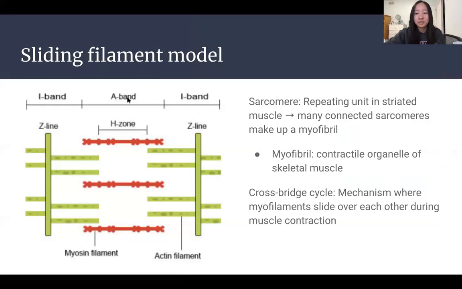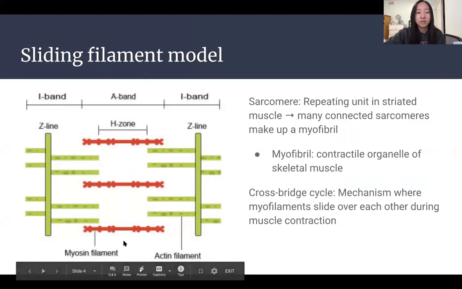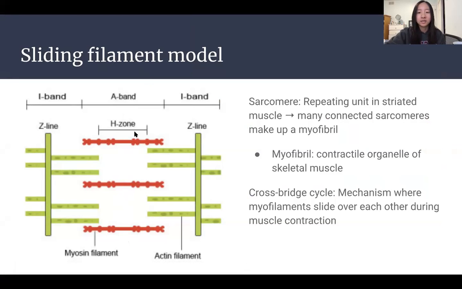But what an M line is, there is always a line down the middle of the A band or the H zone. And so it's in the center between two Z lines, and in here it's just a line of supporting proteins and they hold everything together.